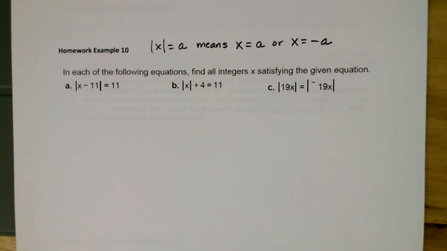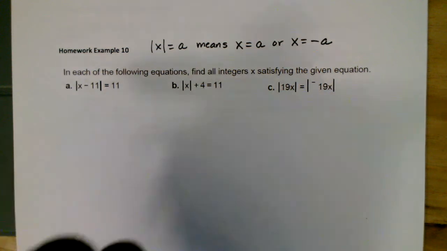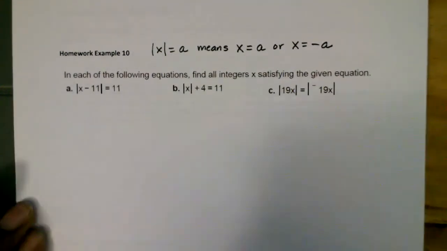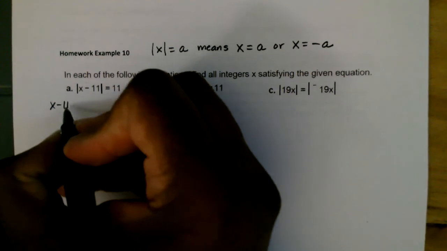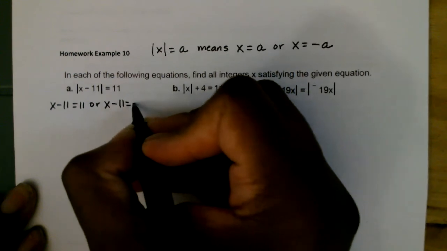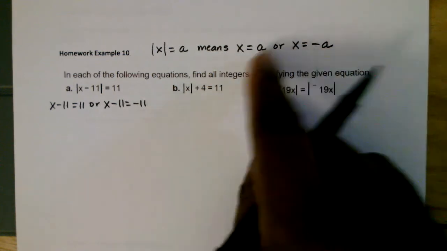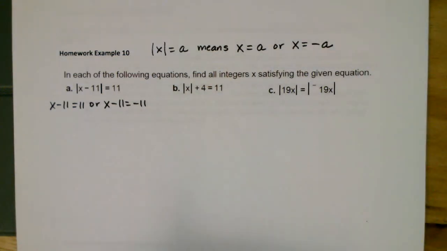So in this case here, we got the absolute value of x minus 11, and that's equal to 11. With this, we're going to write this as two separate equations. One equation will be x minus 11 equals 11, or x minus 11 equals negative 11. So we have to write two equations using this format for absolute value equations.